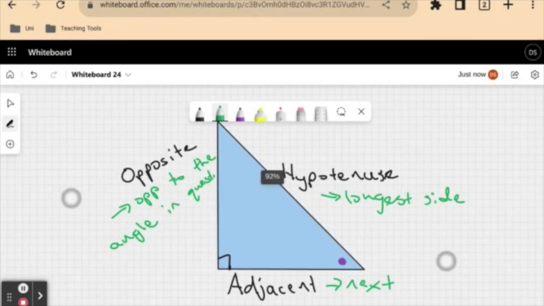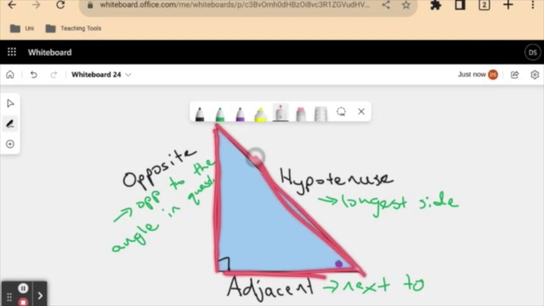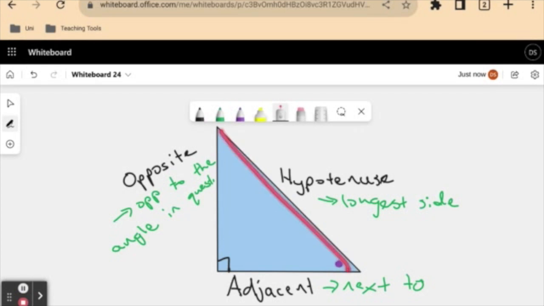So let's zoom out a bit. This is our entire picture. And, sorry, I didn't actually write "next to." Here we go. So this is how I classify the sides based on where I am. There's one side next to me, which isn't the hypotenuse. This is my adjacent side. I have a side opposite to me, and I have the longest possible side, the one that is opposite to my right angle. Here we go. That's great.